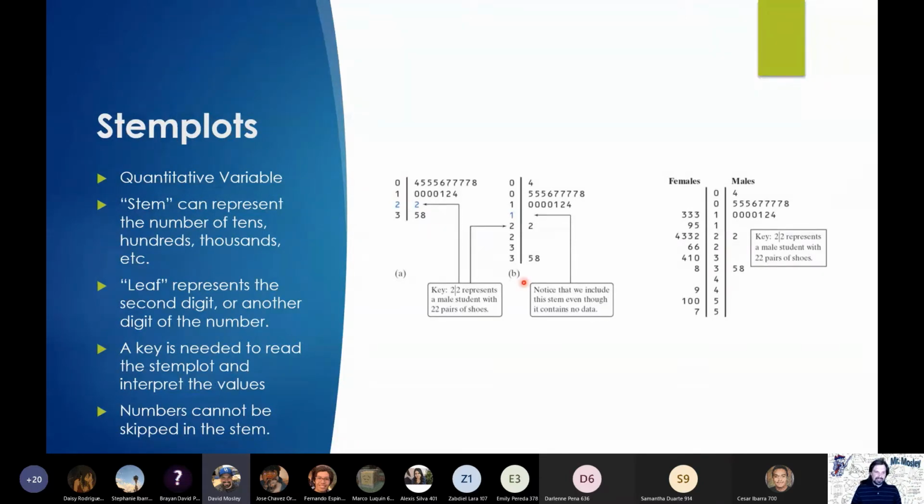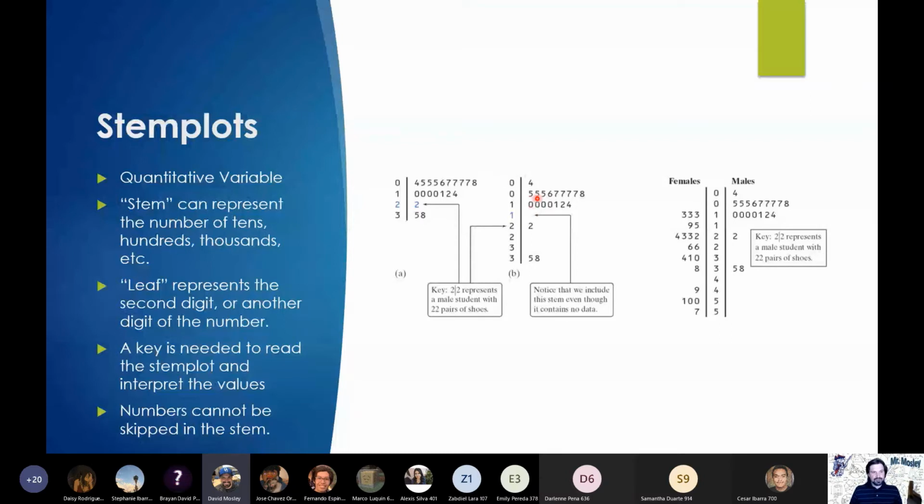When we go to part B, we're doing a split stem where I'm splitting the stems in half. So there's 2 zeros, 2 ones, 2 twos, and 2 threes. The first row for zeros gets all of the values from 0 to 4 as far as the second digit, and then the second row gets all the values from 5 to 9. That's how we use a split stem.